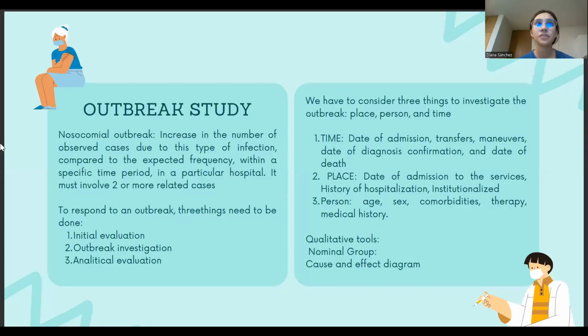The outbreak study tells us the definition of nosocomial outbreak, that is an increase in the number of observed cases due to this type of infection compared to the expected frequency within a specific time period in a particular hospital. To respond to an outbreak, three things need to be done: initial evaluation, outbreak investigation, and analytical evaluation. And also we have to consider three things: place, person, and time. And also the video gave us some quality tools like nominal group and cause and effect diagram.